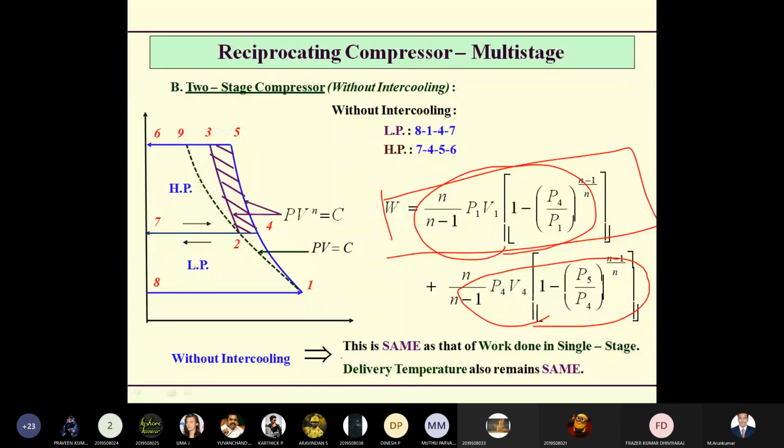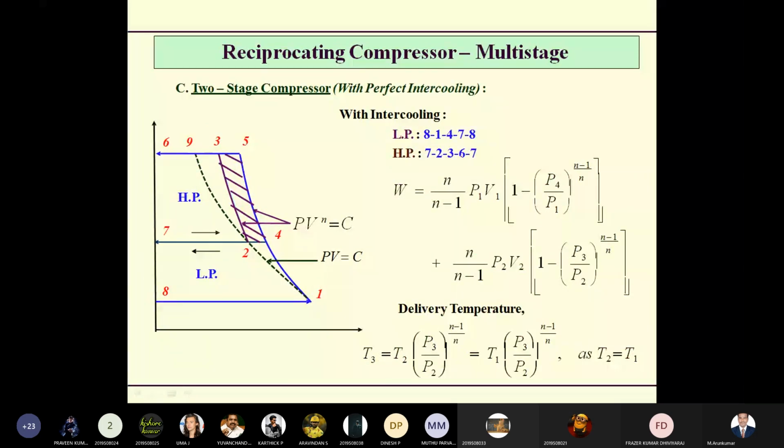is without intercooling. So this is the same as the work done in a single stage. Delivery temperature also remains the same. So if there are two stages but no intercooling, the process is like a single stage compression. But with perfect intercooling, we can get an improvement.